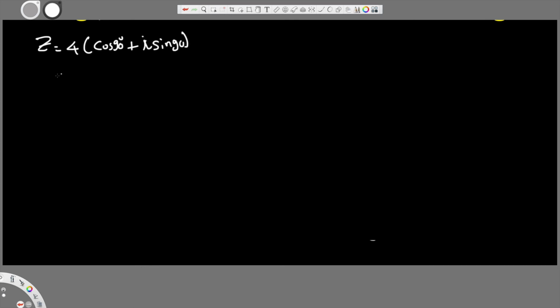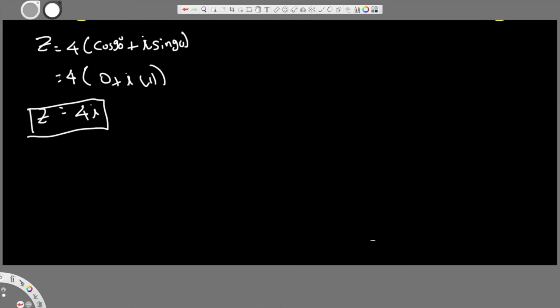Now this is in the polar form. If we convert this one to rectangular form, what we have to do is just simplify. Cosine 90 is 0, and sine 90 is just 1. Therefore we are going to get 4 times 0, that is 0, and 4 times i, that's going to be just 4i. That's our final answer. z is equal to 4i. That's the rectangular form of the given polar form.